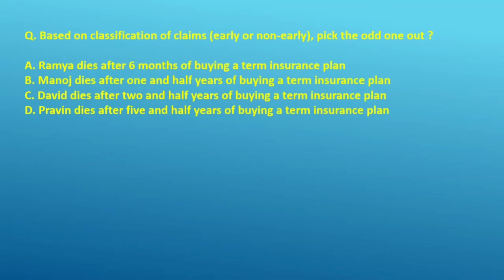Next, based on classification of claims, early or non-early, pick the odd one out. When we see the options, you may clearly identify that answer is D. Praveen dies after 5.5 years of buying a term assurance plan. In options A, B and C, the death claim occurs within 3 years. So the correct answer is D.